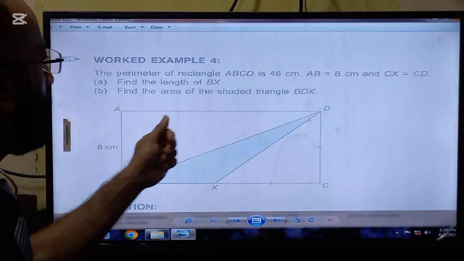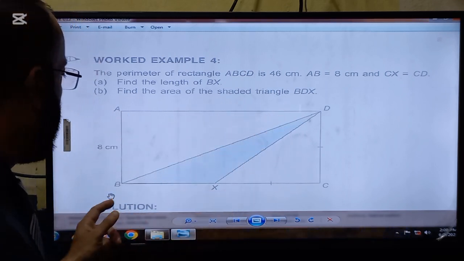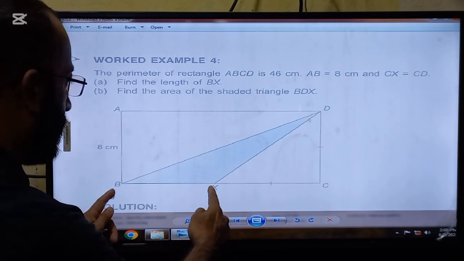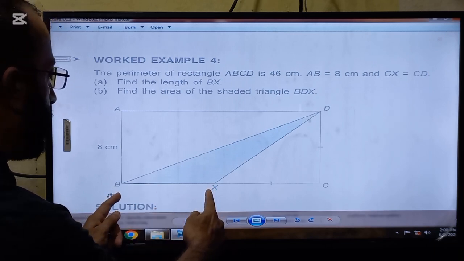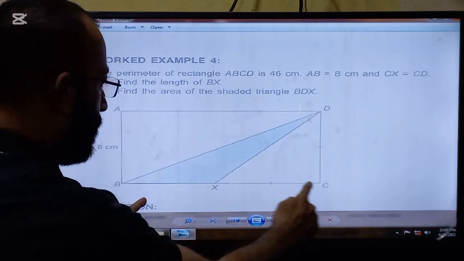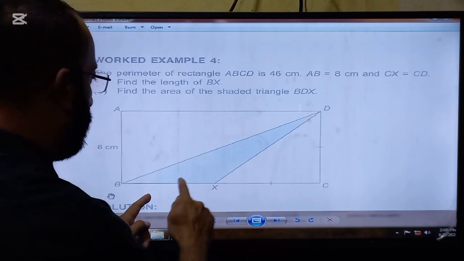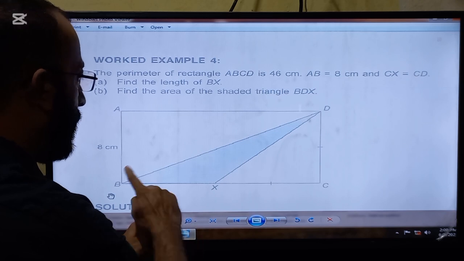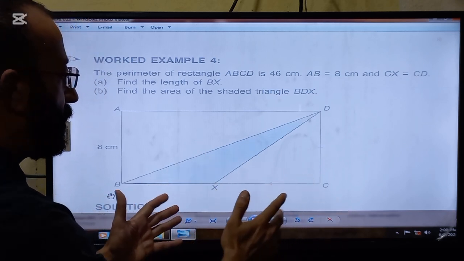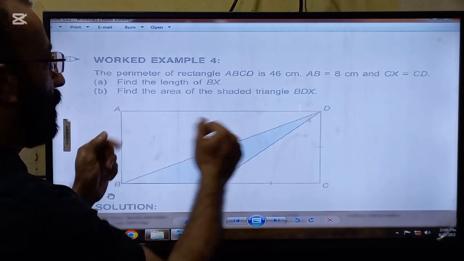B part is find the area of the shaded triangle BDX. So in BDX, this is the side which we have found, that is 7 centimeter. If this is the base, this will be the perpendicular to the base. So 1 by 2 into 7 into 8. Cancel these values, you will get the answer of B part.